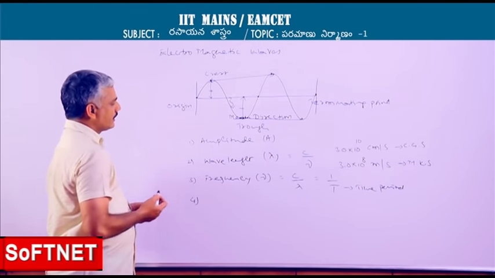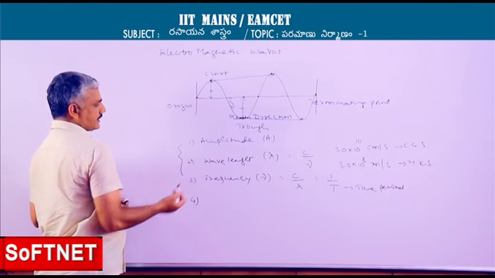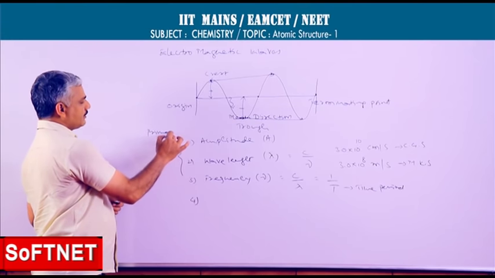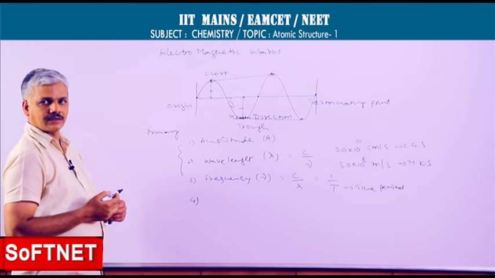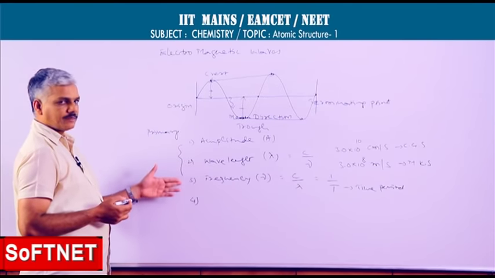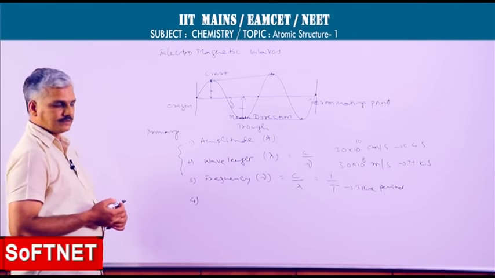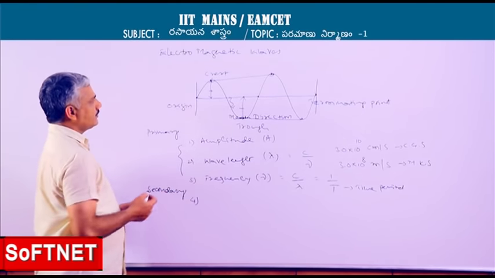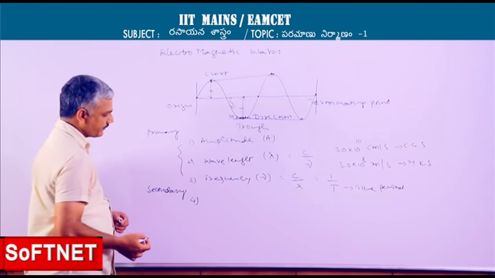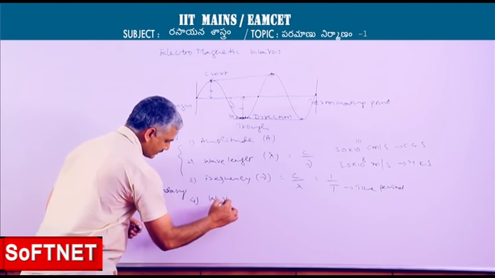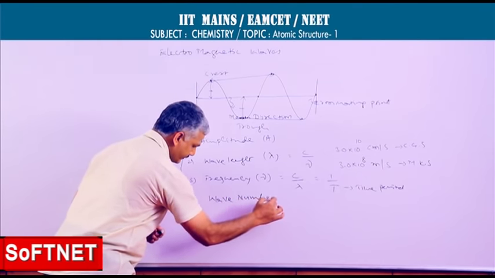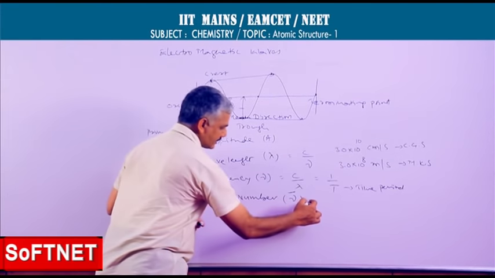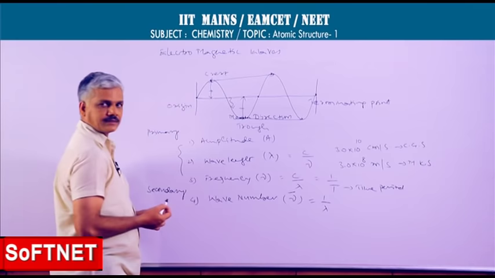Then, these three properties are not dependent on any other, hence they are called as primary properties of electromagnetic wave. Based on these properties, some other properties come into picture, which are called as secondary properties of electromagnetic wave. That is wave number. Wave number is denoted with the symbol mu bar. It is the reciprocal of a wavelength.